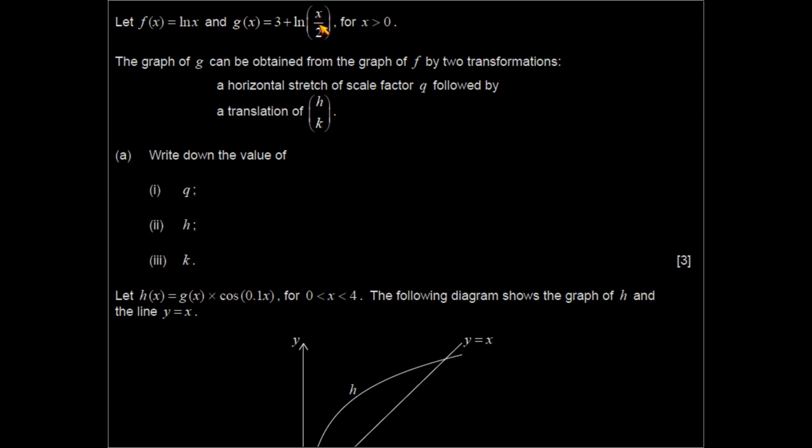And because it happens before the function, we'd need to think what we'd need to do to return back to x here. So to go from x over 2 to x, we'd need to multiply by 2. So the horizontal stretch factor will be a factor of 2. So therefore q will be equal to 2.